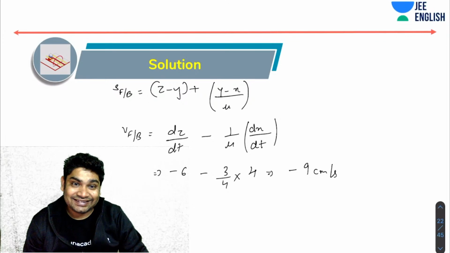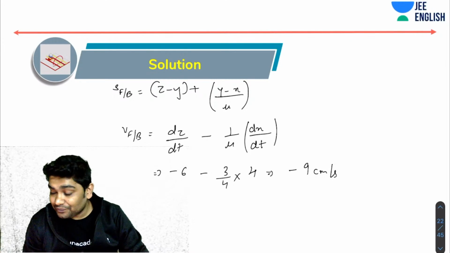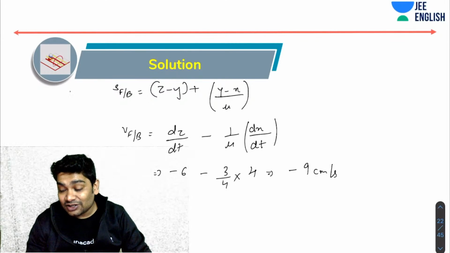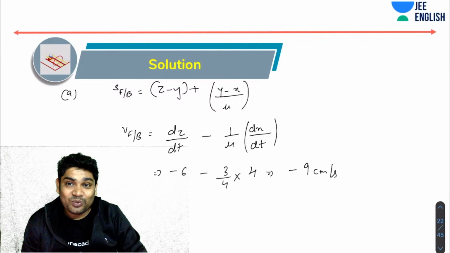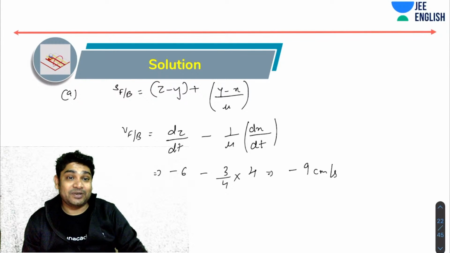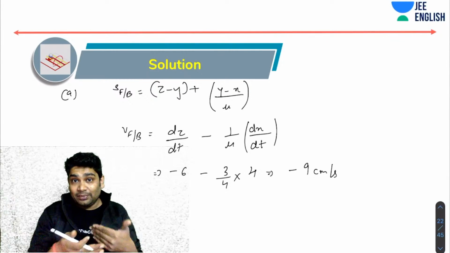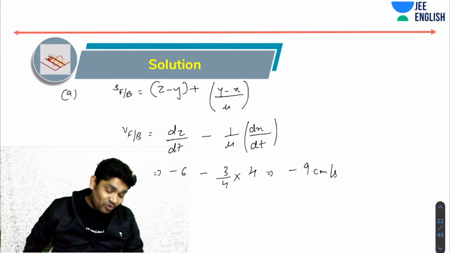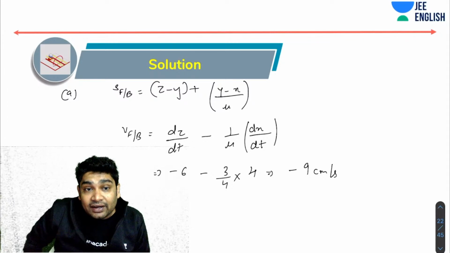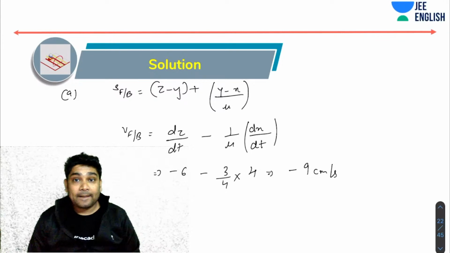I hope that that is clear. So that's our answer to part A. The fish will appear to be moving at a speed of 9 centimeter per second and closing. The minus sign denotes that it is moving towards the bird with this speed. Plus sign would have meant that it is moving away.